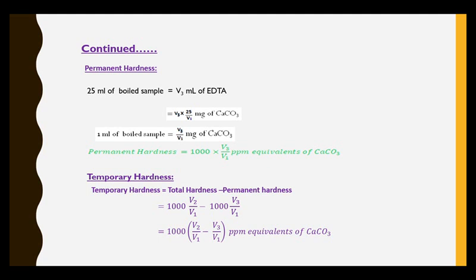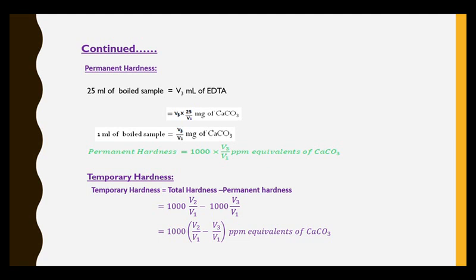Now temporary hardness. Temporary hardness is equal to total hardness minus permanent hardness. If you put that, 1000 into V2 by V1, which is the total, minus 1000 into V3 by V1, which is the permanent hardness. Therefore 1000 into V2 by V1 minus V3 by V1 ppm equivalents of calcium carbonate. So that will give you the temporary hardness of the water sample.